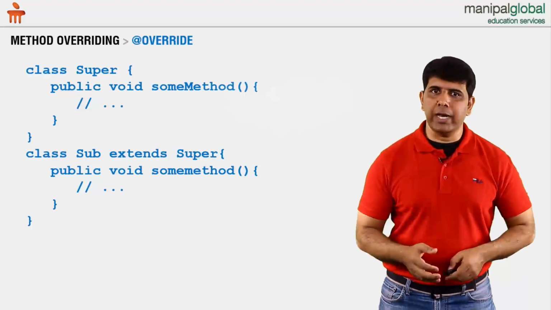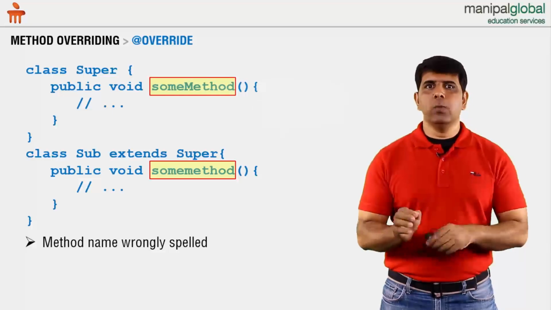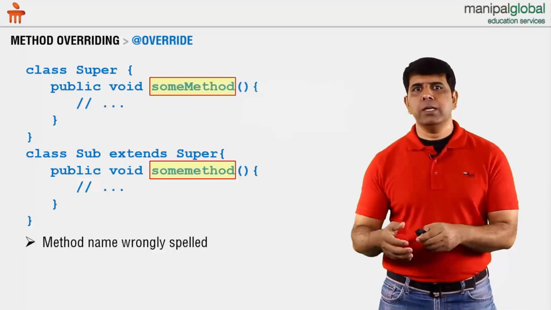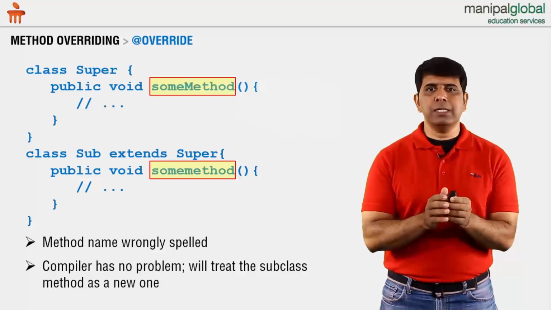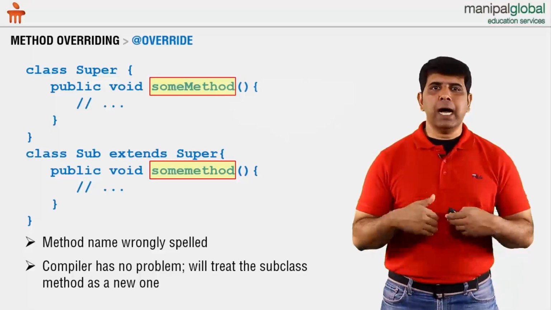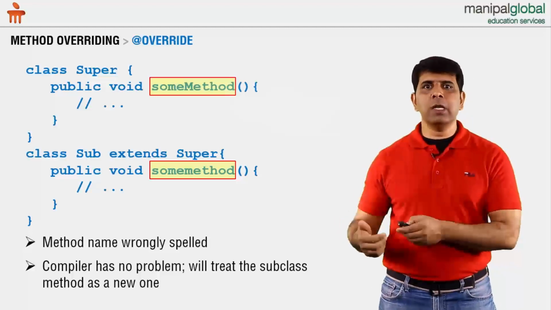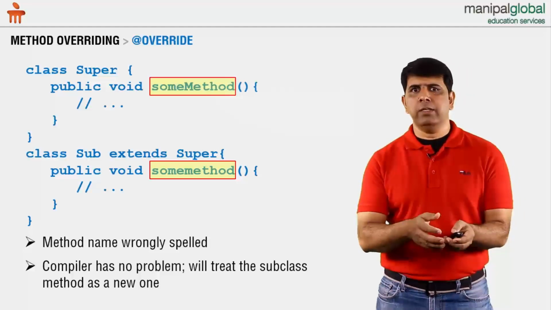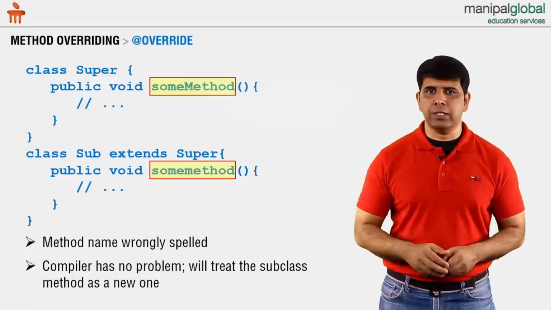Do you think the compiler would give an error because you're trying to override with a spelling mistake? No. The compiler will not worry about this, because the first function in the superclass is one method, and the second method in the subclass is a second, totally different one. The compiler has no problem. It will treat the subclass method as a new one. But as a developer, you might think that you have overridden this particular method, and when you try to call the method, it's going to pick from the superclass because the subclass method had a different case. So you have to call it with the exact same case. So it is not acting as an overriding.